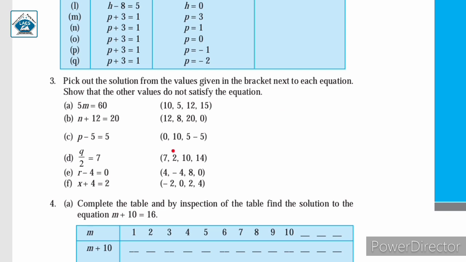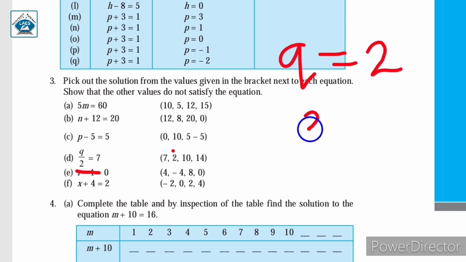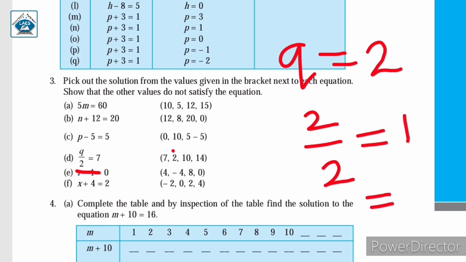Next, you have the value 2. So when you take q is equal to 2, and when you substitute it in this equation instead of q, you get 2 divided by 2, which is equal to 1. So this is once again not equal to 7. So in this case also the value does not satisfy the equation.